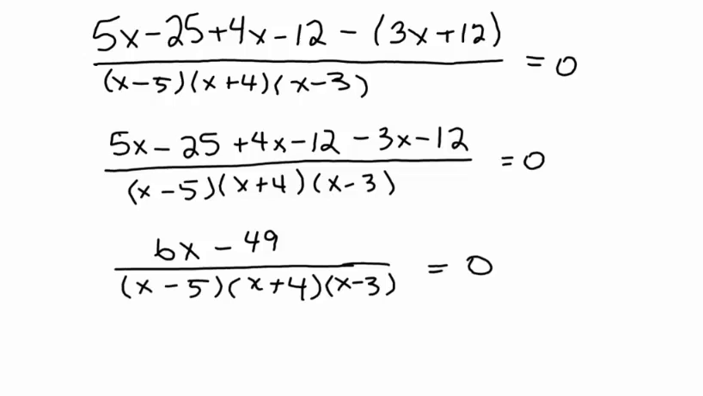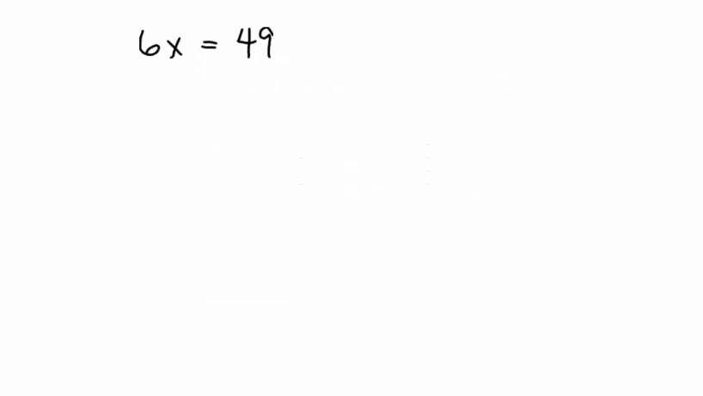So we have an overall fraction that's equal to 0. This means our numerator, 6x minus 49, must be equal to 0. We can add 49 to both sides to get 6x is equal to 49, and dividing both sides by 6 gives us a final result of 49 over 6.